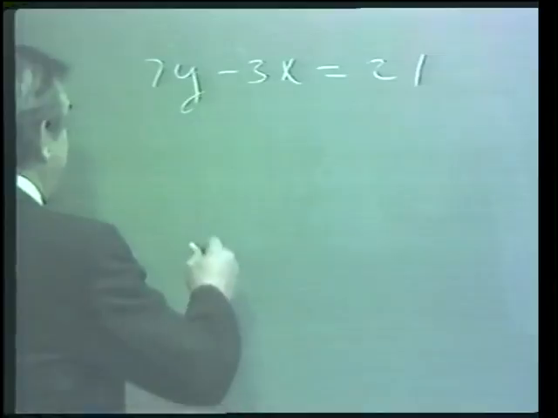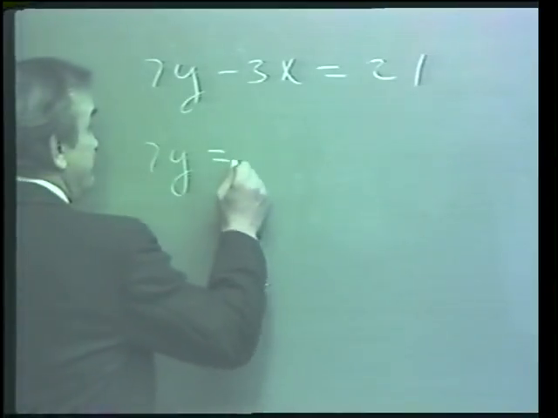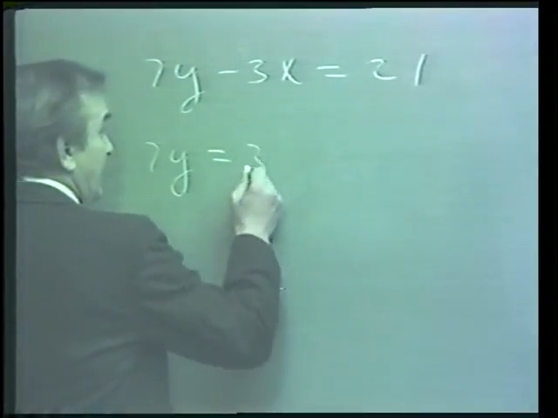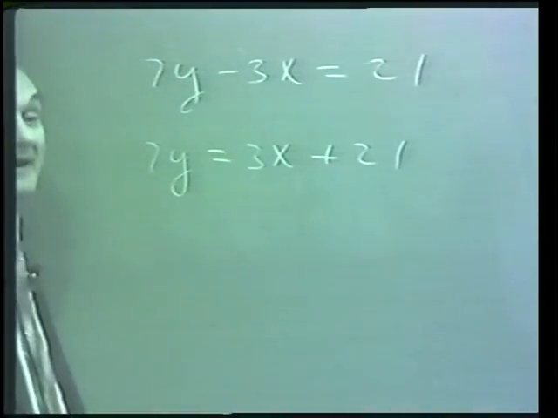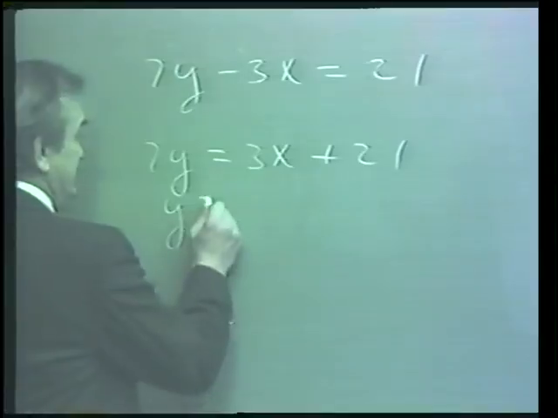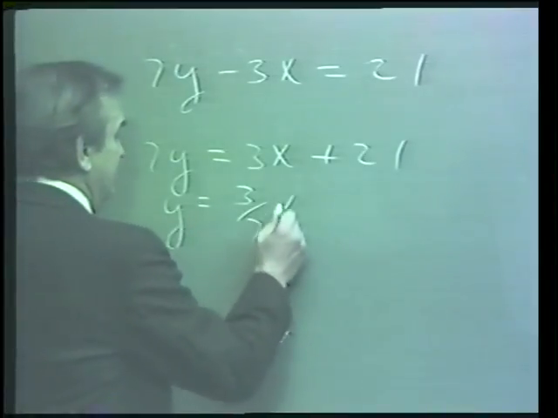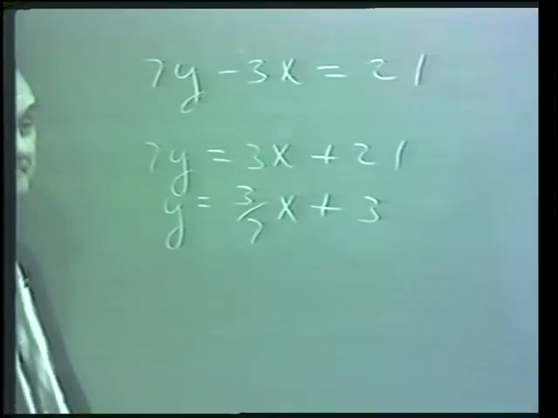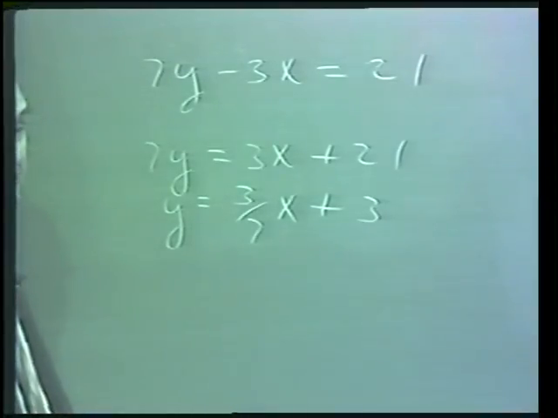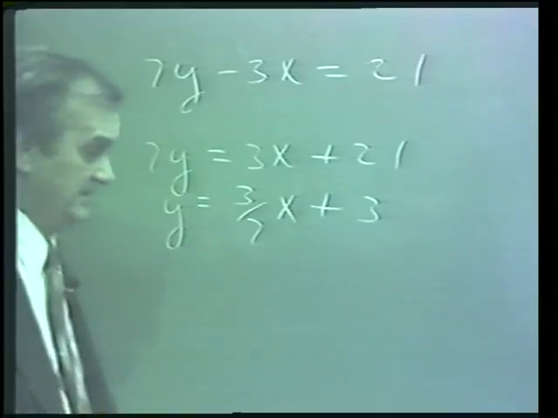What we have to do is solve this equation for y. If we do, we have 7y is equal to 3x plus 21. We're now going to divide each term through by the coefficient of y, which is 7. We get y is equal to 3/7 x plus 3. And there it is. There is the slope of the line.